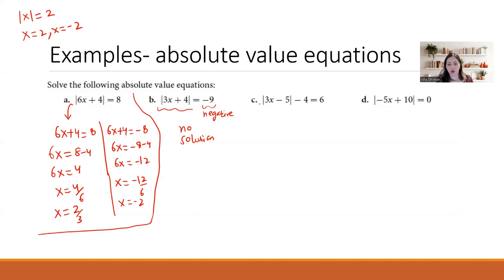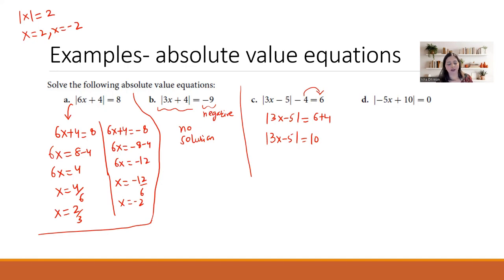Okay, but this is now a slightly different type. Mod is there, but a number is subtracted and you have a number on the other side. So first you have to bring it into this type, where the mod is on one side and the number is entirely on the other side. So mod 3x minus 5. To move -4 here, I have to do 6 plus 4 equals 10. Now, since this is a positive number, it means it has solutions. It's not a negative number. Had that been a negative number, I could conclude no solution.